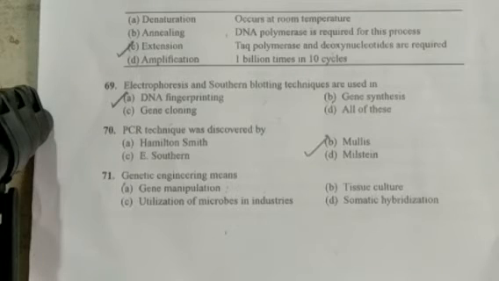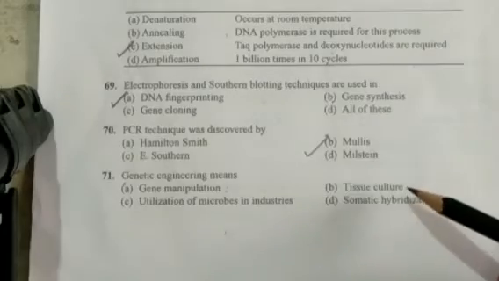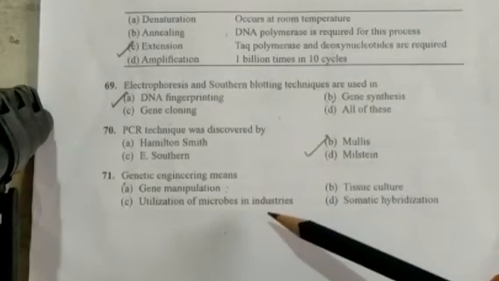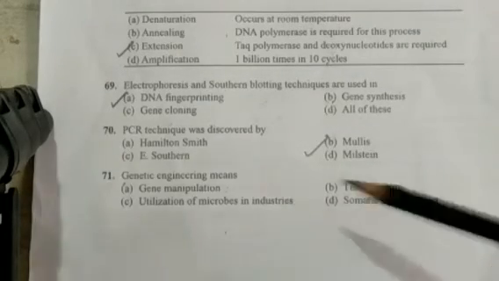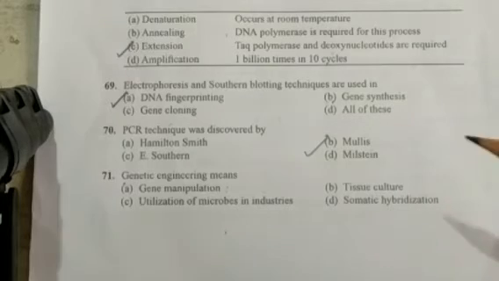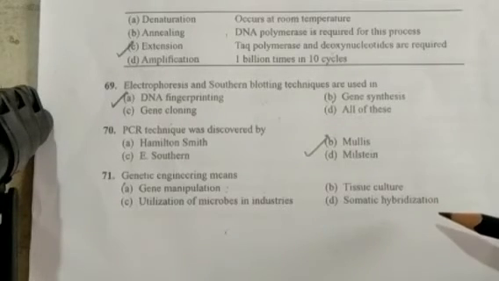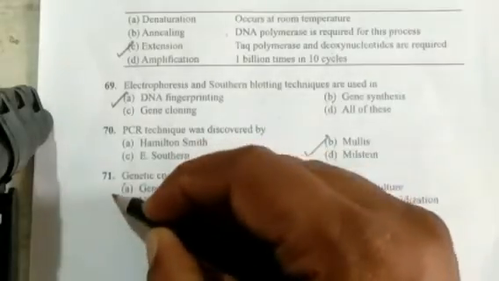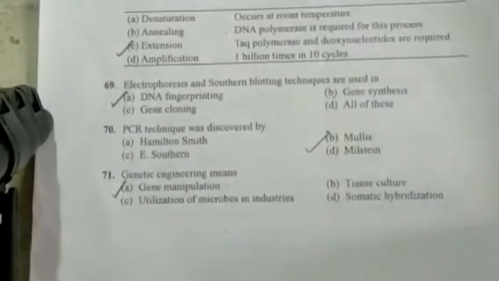Next question. Genetic engineering means, very simple, genetic engineering is nothing but gene manipulation. B, tissue culture, cannot be. C, utilization of microbes in industries, is nothing but industrial microbiology. D, somatic hybridization. You all know what is meant by somatic hybridization, cytoplasm hybridization. In the 9th chapter we have studied somatic hybridization and hybrids also. So here genetic engineering is nothing but gene manipulation.